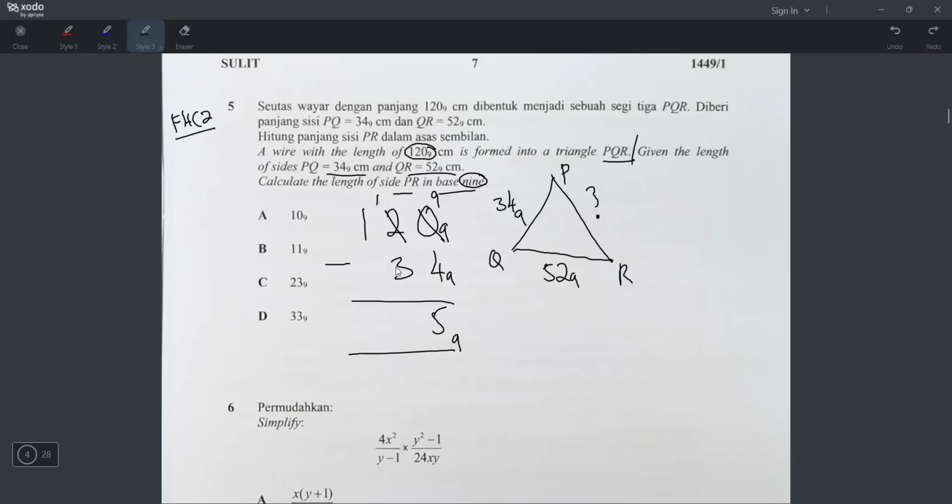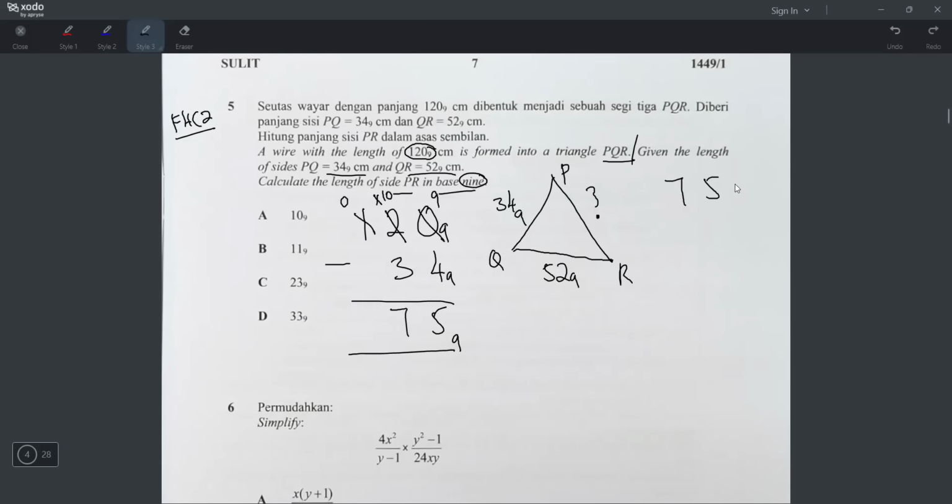1 minus 3, that's not possible. So you have to borrow from the 1 here. So the 1 here becomes 0. And remember how many you borrow there? 9. So what is this? 1, right? So 1 plus 9 gives you 10. And then 10 minus 3 gives you 7. So this is the answer.